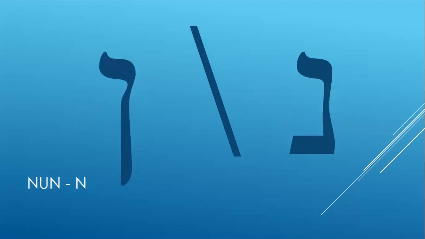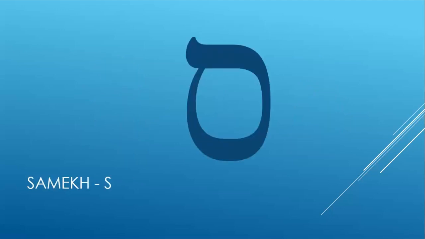Same with Nun. Nun has an initial medial and a final form. The final form hangs below the line. Both of these are just our regular N. Samech, that's just an S, a normal S.